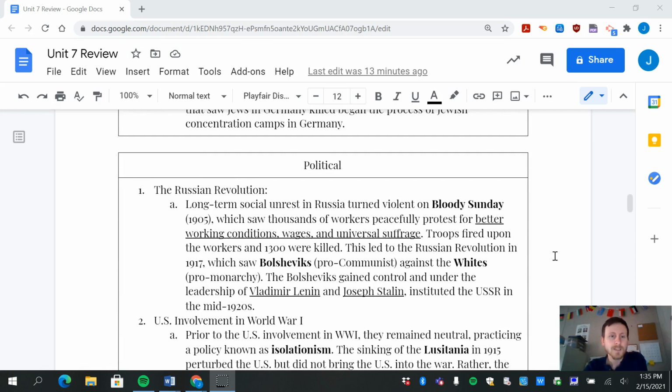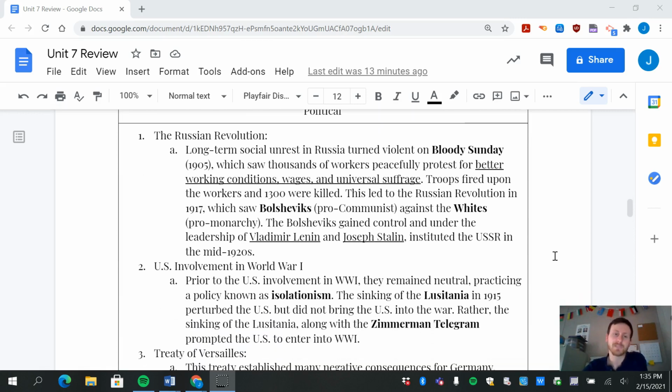In any case, though, let's move on to some political aspects that are happening as a result of the world wars. So, giving some context into what's happening in Russia at this time. There's long-term social unrest occurring in Russia that turned pretty violent on an event known as Bloody Sunday in 1905. This saw thousands of workers who were protesting peacefully, looking for better working conditions, wages, and they were working towards something called universal suffrage.